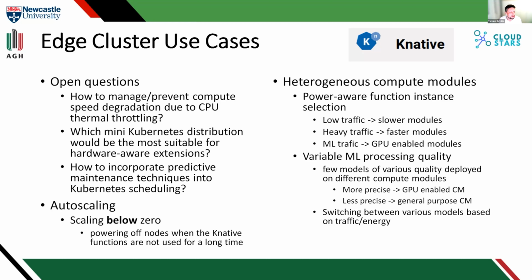Then the question is, which mini Kubernetes distribution would be the most suitable for hardware-aware extensions? And how to incorporate predictive maintenance techniques into Kubernetes scheduling, informing the owners that something is going wrong with the edge clusters. The other research area worth exploring from our perspective is what is the benefit of scaling below zero. It's a term that we can discuss with Alec from IBM, of course.